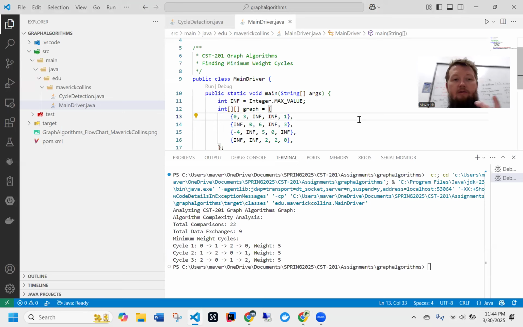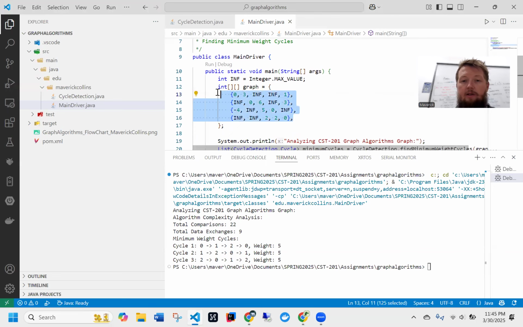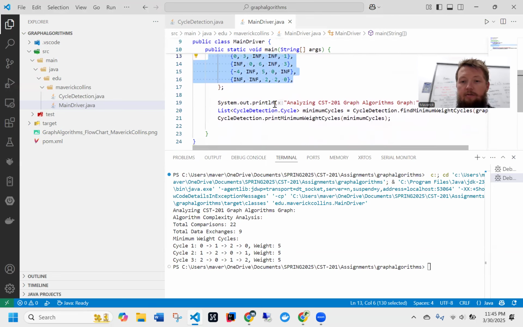This is my video submission for the graph algorithms assignment in CST-201, data structures and algorithms with Professor Woodward. In this assignment, we are tasked with building a script that would detect the number of cycles within a given graph and spit out their weight for each cycle. So we were given this graph here. This is given to us in the assignment description.